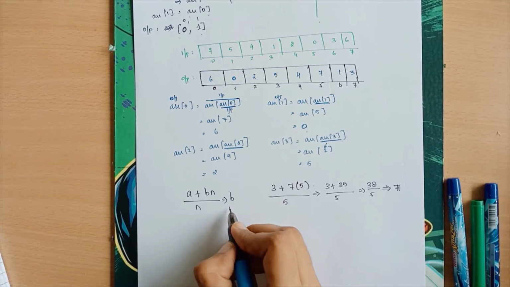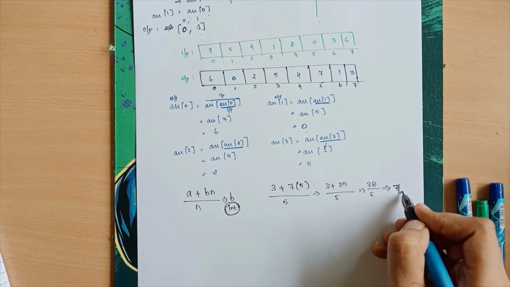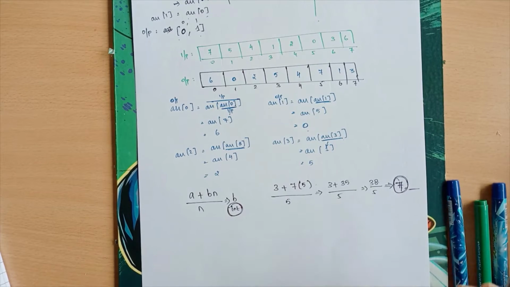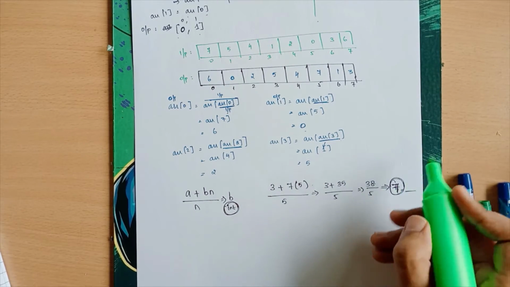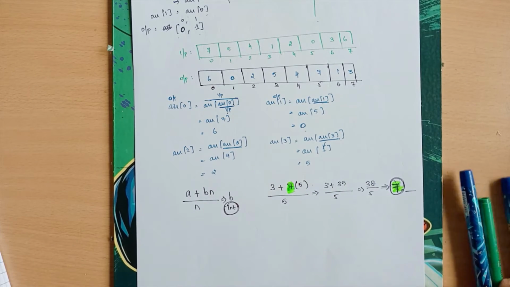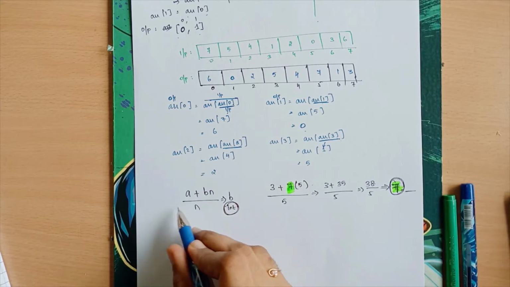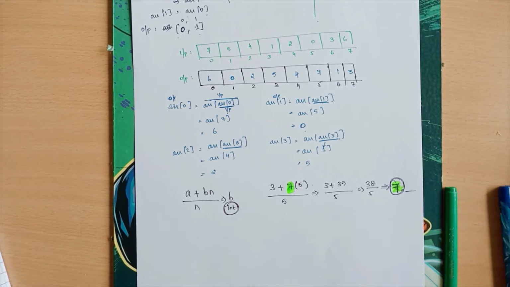I'm considering only the integer, okay? I'm not taking the float number. It will be 7 point something, but I'm only considering the integer. It is nothing but 7. You notice this 7 here and the 7 I get here are the same. That's what I'm telling you. So a plus bn divided by n is going to give me b only. Let's take another example.